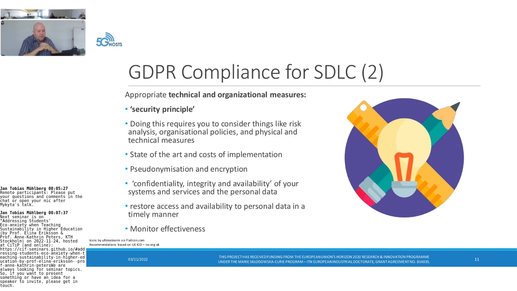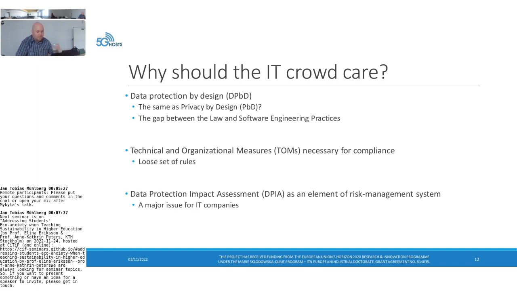Like in most cases, pseudonymization and encryption are technologies or measures required in almost all cases. Confidentiality, integrity, and availability of your systems and services and the personal data stored there must be ensured in case there is a blackout, like happened with Facebook last year, and hundreds of millions of users couldn't access their personal data. If that happens for a couple of hours, not a big problem. If that happens for a prolonged period, then it is a problem from the legal side, because people don't know what happens with their personal data. They have to be informed, and you have to ensure effective compliance. This, of course, means that you have to restore access and availability to personal data in case this happens. And whatever measures you have implemented, whatever TOMs you have implemented, you have to constantly monitor their effectiveness and change them if necessary. So why should the IT crowd care?